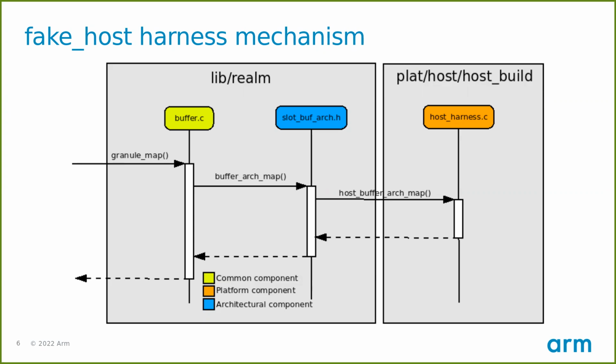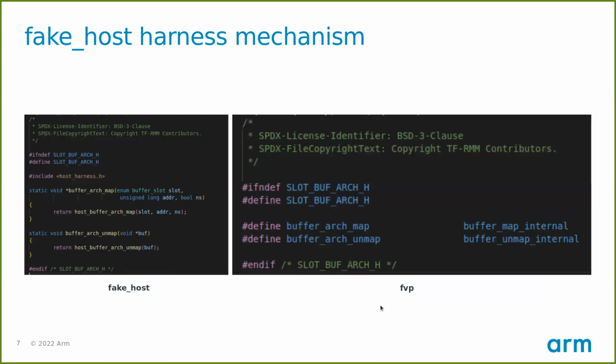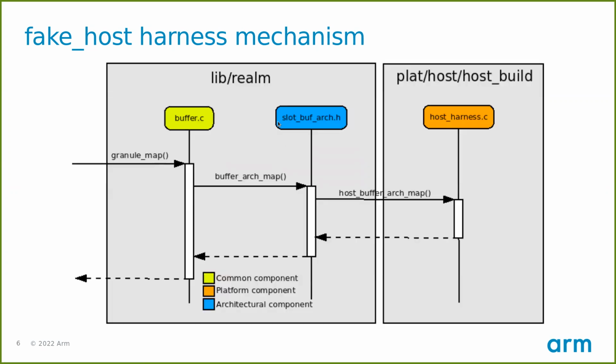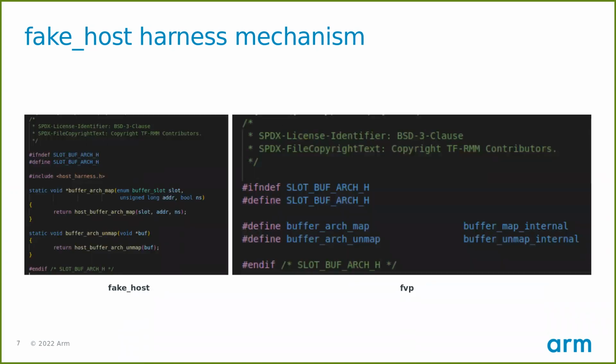For the case, for instance, of FTP, we don't have harnesses. So in this case, what happens is that the architectural component will call back to another public API inside buffer.c, which will actually perform the granule mapping. So this is an example. These are the same components. This is called buff arc. This is the version for fake host, and this is the version for FTP.